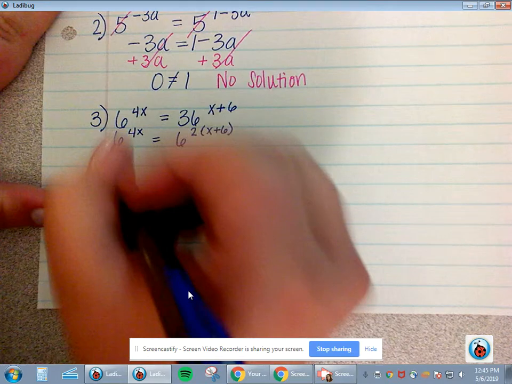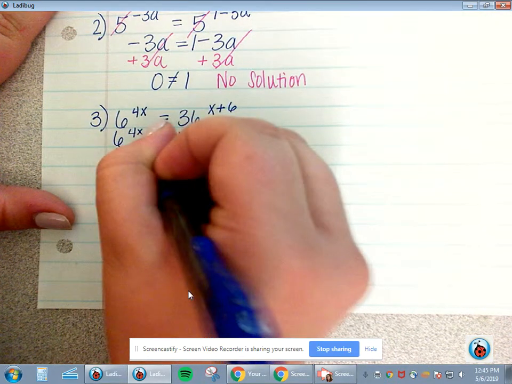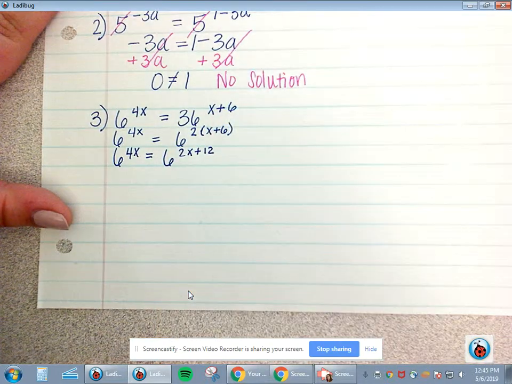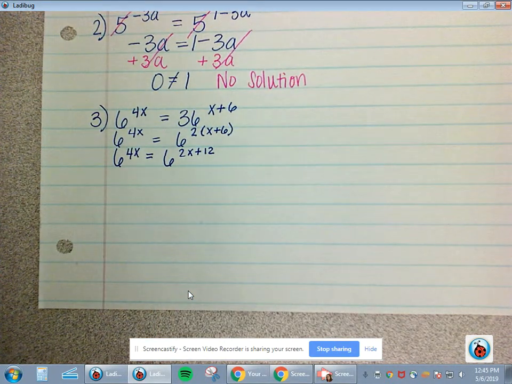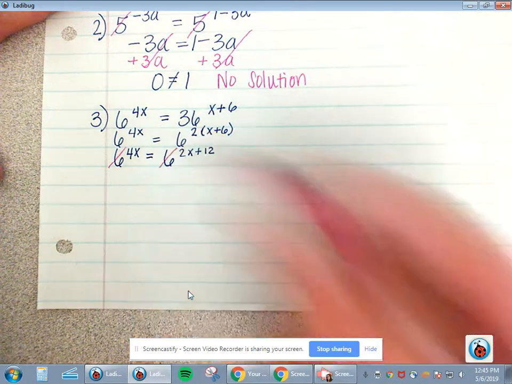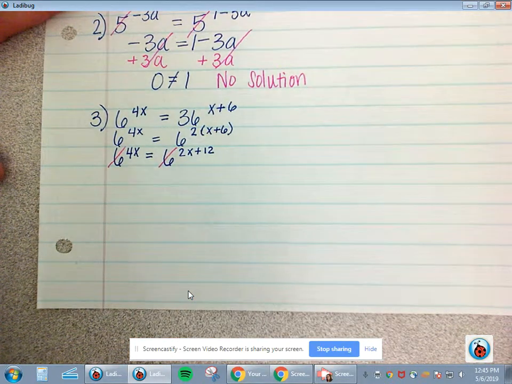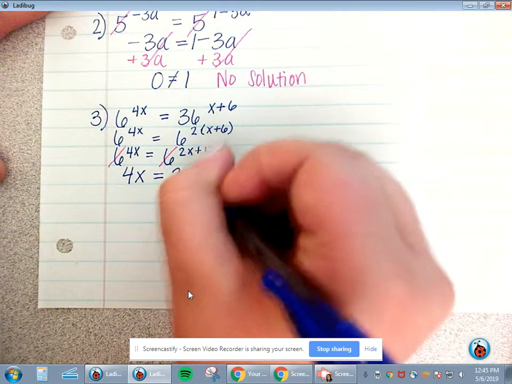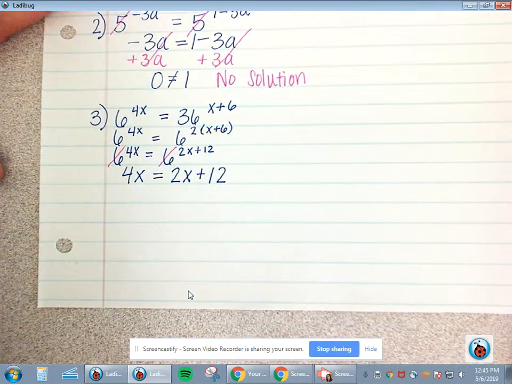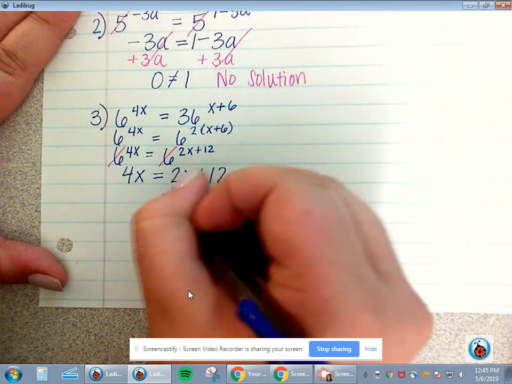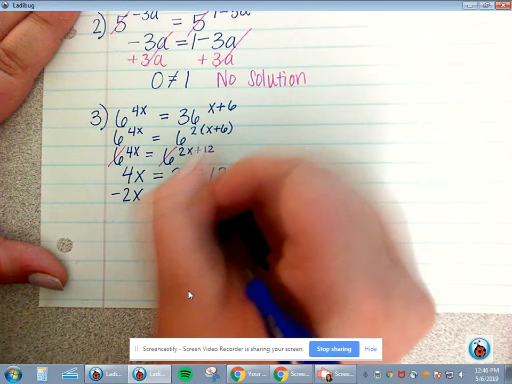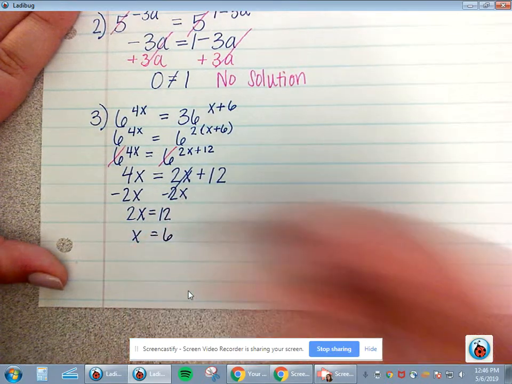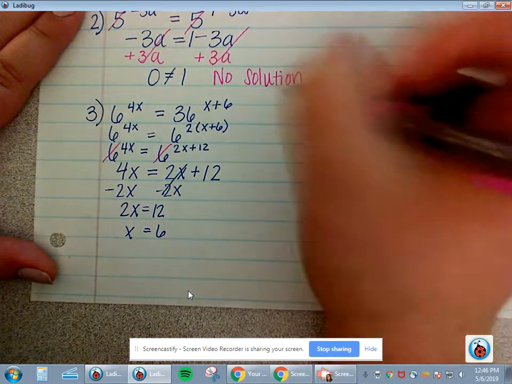So on my left now, I've got 6 to the 4x. On my right, I have 6 to the 2x plus 12. Now I've got common bases. The exponents are simplified. I can get rid of those 6s on both sides and just solve the equation 4x equals 2x plus 12. Now get all your x's to the same side, and you've got 2x equals 12, so x equals 6. This looks good. Let's do our check.